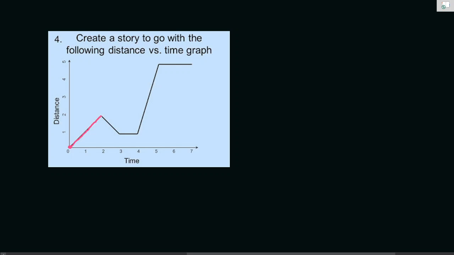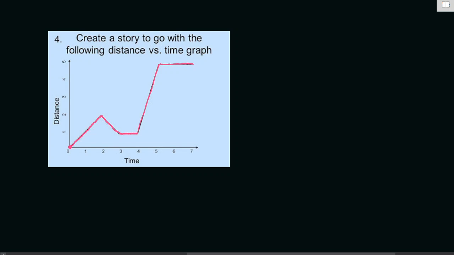completely steady pace, actually, because it's a straight line. They get somewhere and they realize, I need to turn back for some reason. So they turn back. They go from a distance just shy of 2 back to a distance of about 1. Then at distance 1, they stay for a little while. And then they go much faster. This is much steeper, right? Until they're distance 5 away. And then they stay at distance 5 for a while. And that's the end of our data.